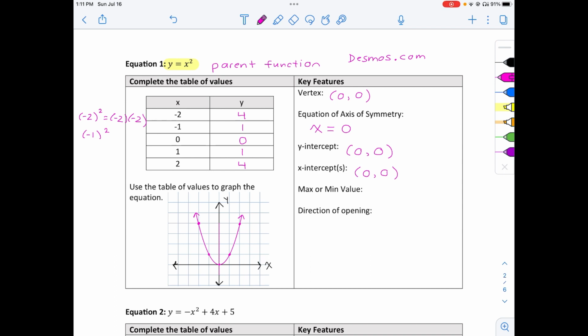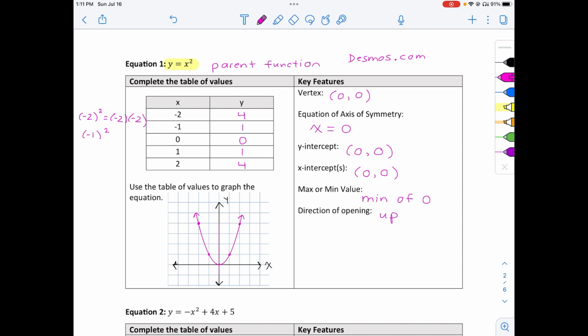The max or min value, again, is related to the vertex, so that's either the highest point or the lowest point of the curve. In this case, because it's opening up, the lowest point is the y value of the vertex, which is 0. So I'm going to say it has a minimum of 0. If we looked on either side, the y values will always be bigger than that, so that's the lowest possible point. And the direction of opening, we can see from looking at it, is clearly up.